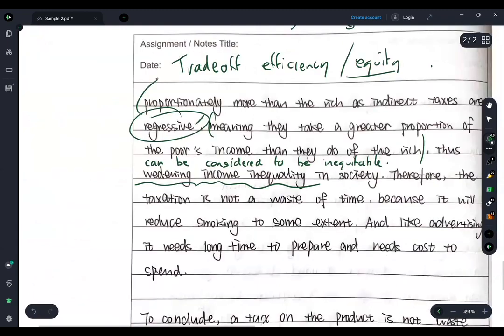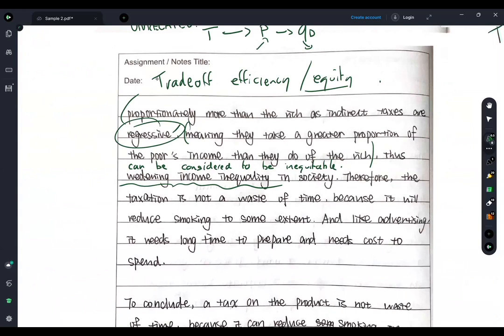It doesn't change your income. It essentially changes your purchasing power. So I would just say it can be considered to be inequitable. So yes, there is a trade-off between efficiency and equity. It's a very good point here that can be made, and a good evaluative comment.